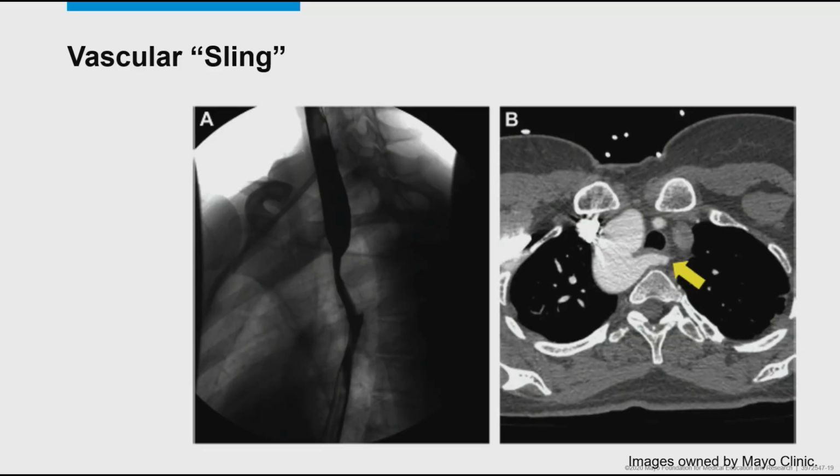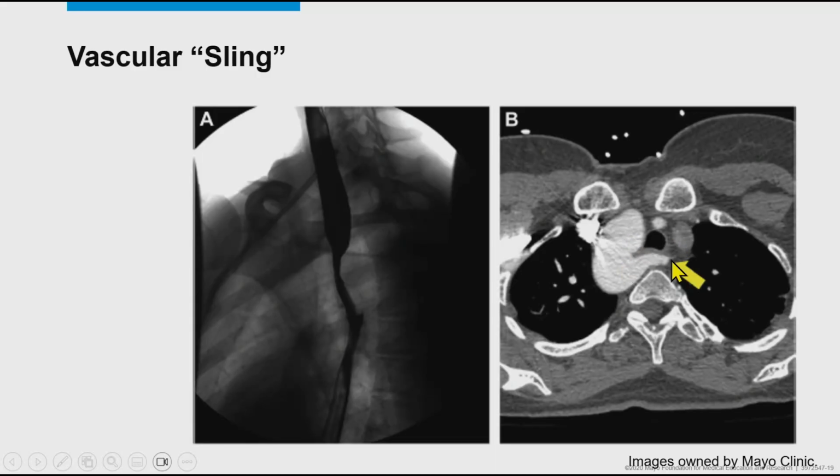So here on the CT, you can see the aorta is on the left side, but then you have the left subclavian artery coming off, which is crossing behind the trachea and esophagus. Now, this is not a true vascular ring because this side, the left side, is actually free. The right side is actually free.